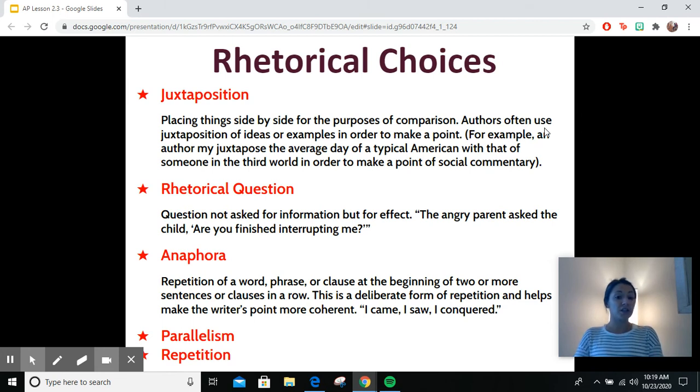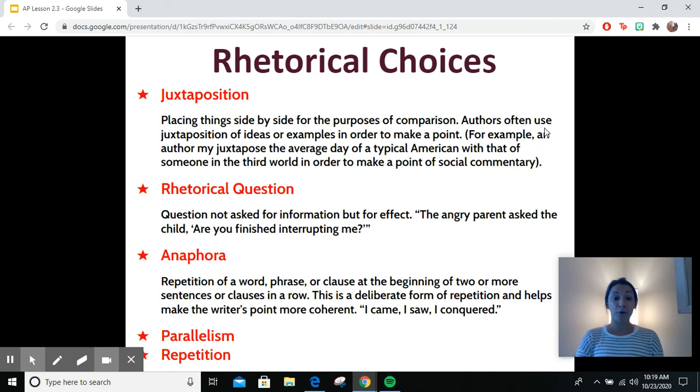Rhetorical questions are questions not asked for information, but for effect. When I was a little kid, my parents always asked me rhetorical questions. Like in this example, the angry parent asked the child, "Are you finished interrupting me?" I feel like my mom used to use those all the time when she'd get mad at me.